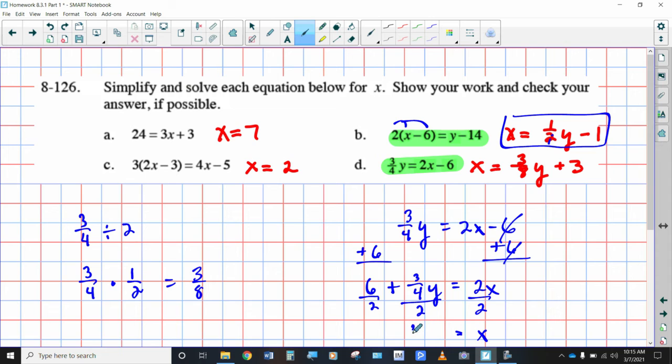Doesn't really matter whether you have the x on the left side or on the right side, the expression 3 plus 3/8 of y or 3/8 of y plus 3 can be rearranged.